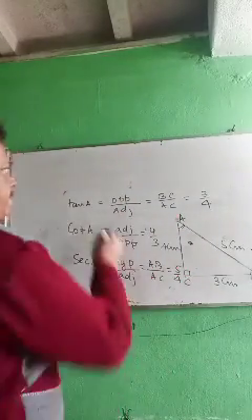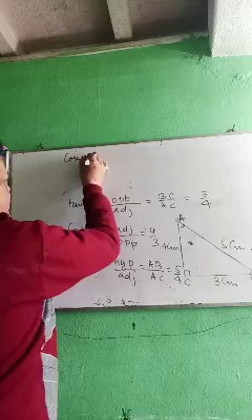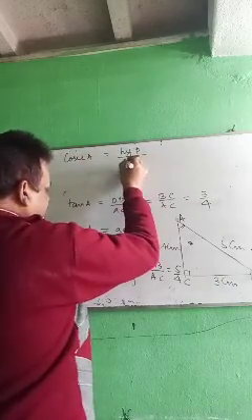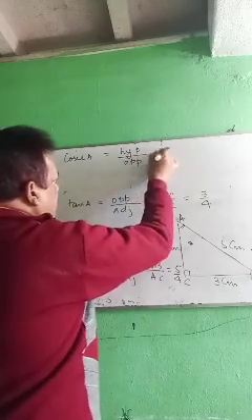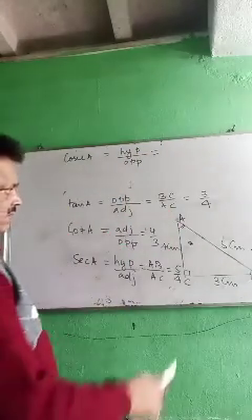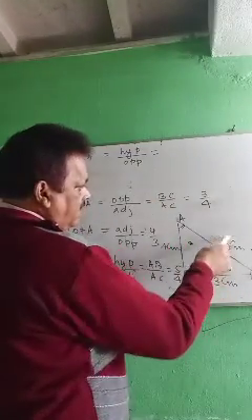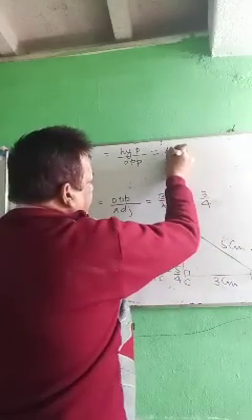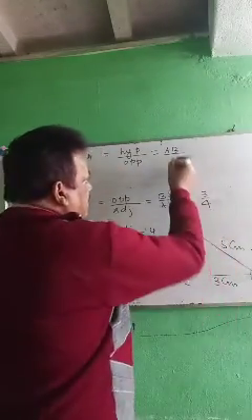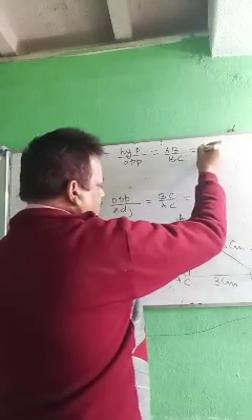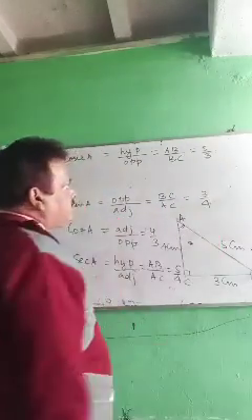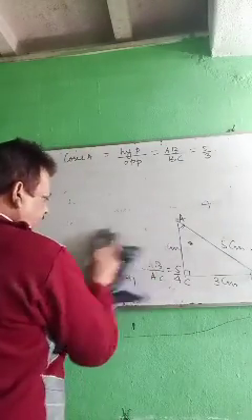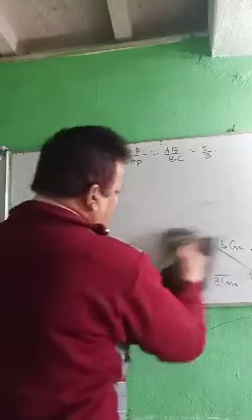Cosec A. Cosec A equals hypotenuse by opposite. It is just the reciprocal of sin. So it is 5 by 3. Opposite means A, hypotenuse is AB, adjacent is BC. Okay, this is done. Let's change the question pattern now.